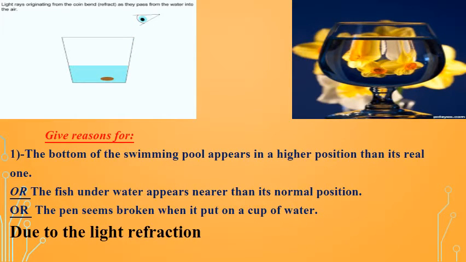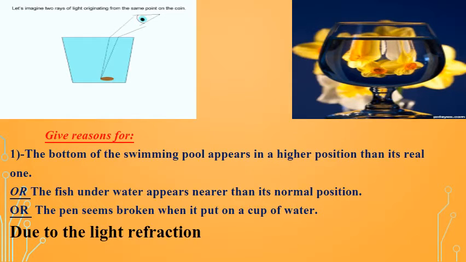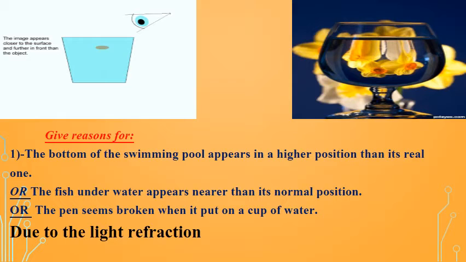The same happens when you put a coin in a water cup. It appears in a position different than the real one. Also, when you look at an object like this flower through a cup of water. So, when I say give reason, the bottom of the swimming pool appears in a higher position than its real one, or the fish underwater appears nearer than its normal position, or the pen seems broken when it is put in a cup of water. All these phenomena happen because of light refraction. Now, watch this video to make it clear.